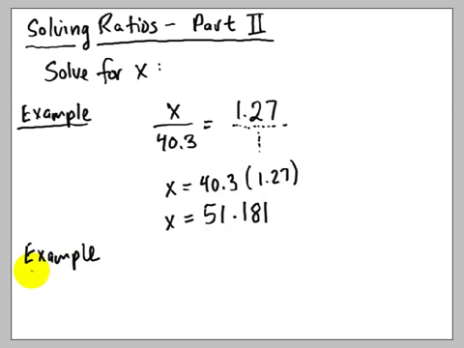Okay. Let's try another little example here. This time I'm not going to write over 1, okay? It's just fine to think it in your head. But let's not write it. How about something like this? 800 over x equals, I don't know, 0.256.